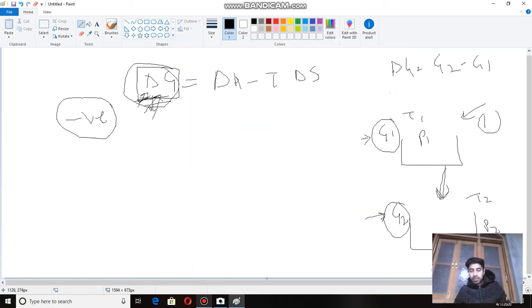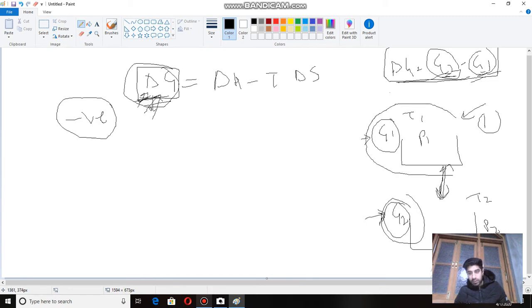Because delta G is G2 minus G1, this G1 should be greater than this G2. This is Gibbs free energy at position 2 and this is Gibbs free energy at position 1. Gibbs free energy at position 2 should be less than Gibbs free energy at position 1. That means during any process the Gibbs free energy of any system should decrease.